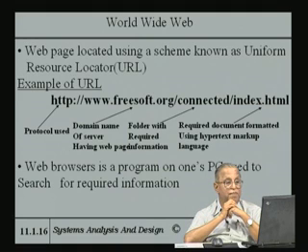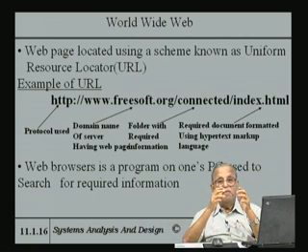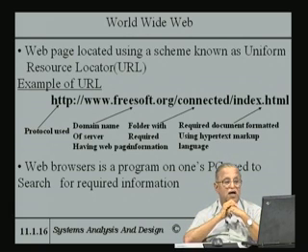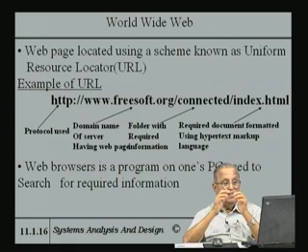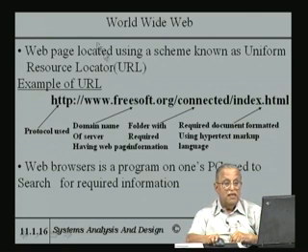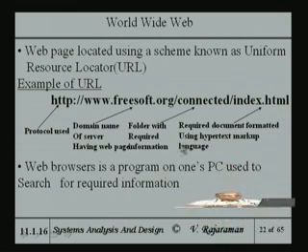HTTP is the protocol which is used for this interconnection, and www is of course the World Wide Web, and freesoft is the domain name of the server having the web page. freesoft.org is the name of the company having the web page which you want to look at. The folder with the required information is in the connected path, and this is the required document formatted using hypertext markup language. That's what this says. A web browser is a program on a PC used to search for required information.